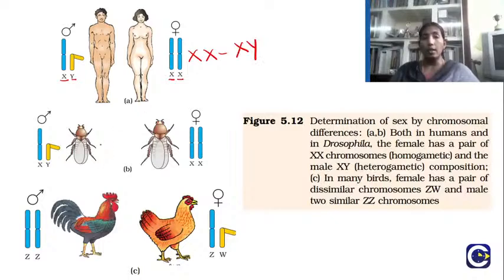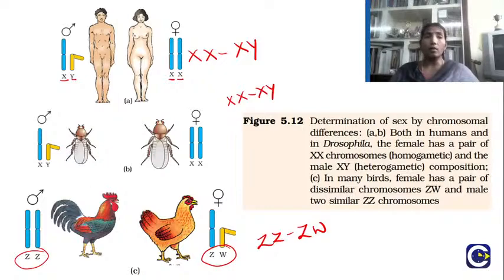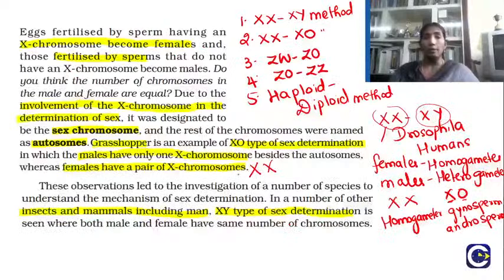In Drosophila also, it is the same, the XX and the XY type. But in case of birds, it is quite different, where it is the ZZ and ZW method. So you can see here that females are heterogametic, and males are homogametic, which is quite in contrast to our way of sex determination. Okay, you are able to follow.